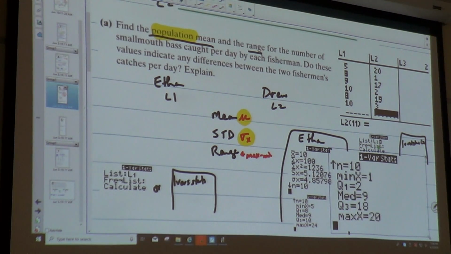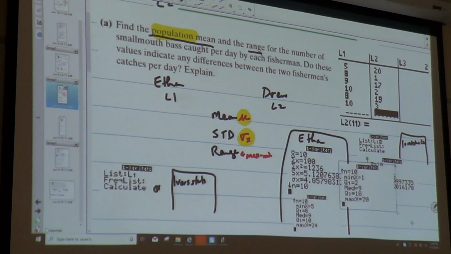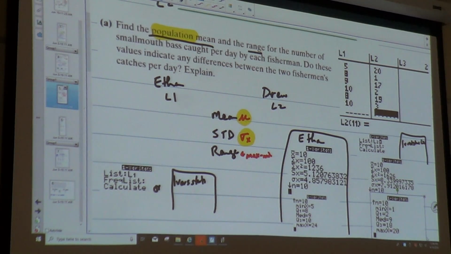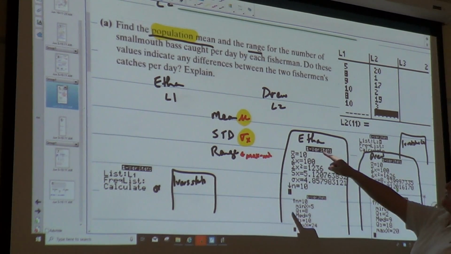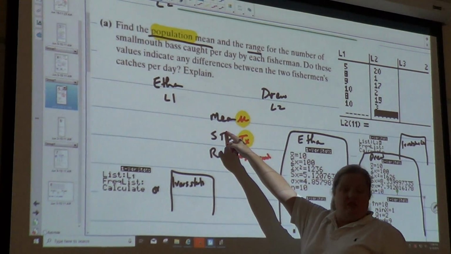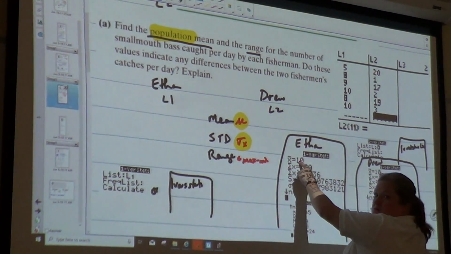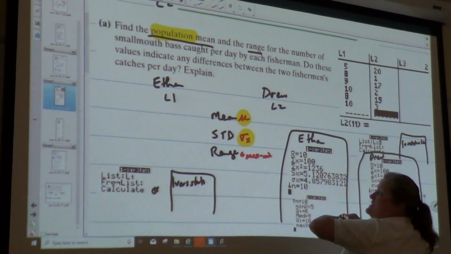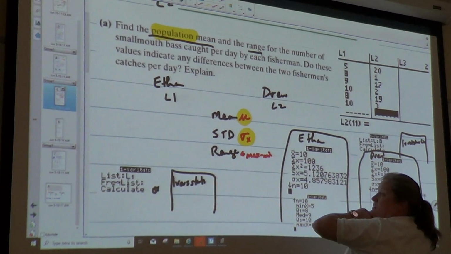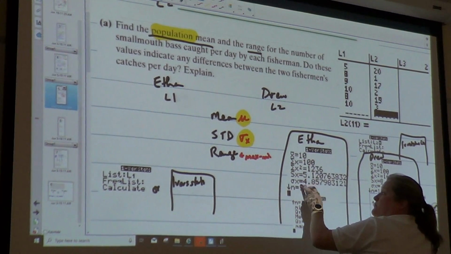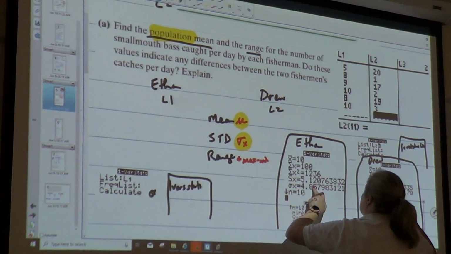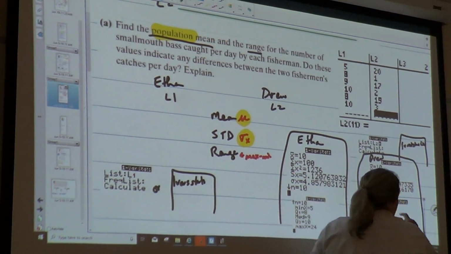And here is the second page of Drew's information. So this is all Drew. Okay? So my question says, what is the mean of both of them? 10. What is the standard deviation of the first one? 4.86. What is the standard deviation of the second one? 7.91.